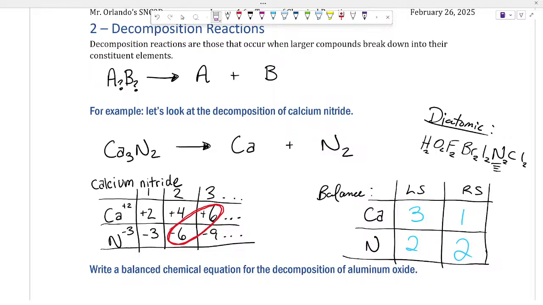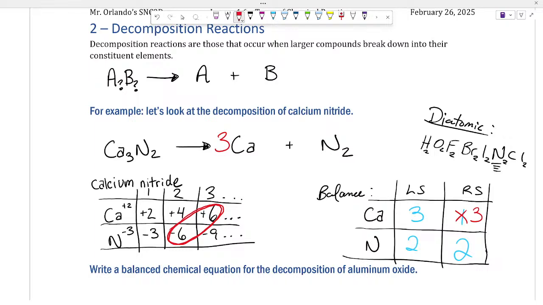So this one's actually not bad to balance at all. What's the only thing we have to fix? The calcium. And the problem is on this side, and how many do we need? 3. And this is a nice case because fixing it didn't make a new problem. We fixed it, and everything else is just chill. So that is now balanced. Calcium nitride will break down into 3 calciums and 1 nitrogen gas.